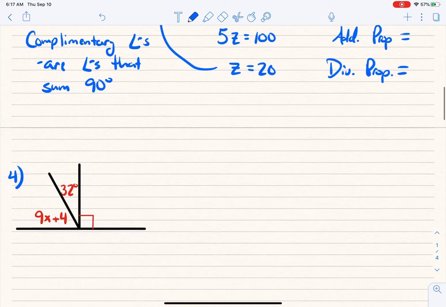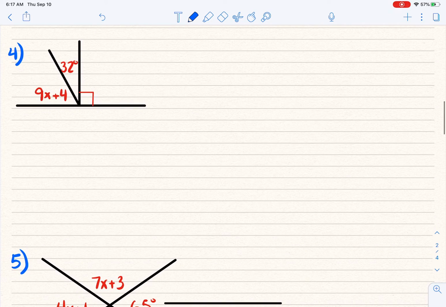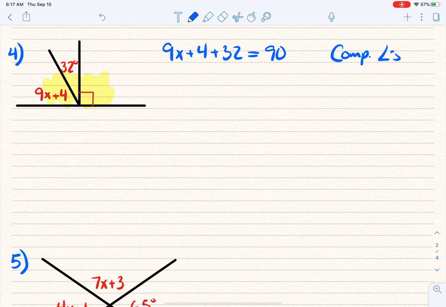All right, number 4, very similar, almost the exact same problem. I've got 90 on this side, so I must have 90 on this side. I'm okay with those same two ways of doing it, but I think most of you would probably go, well, 9x plus 4 plus 32 all must add up to be 90. And why? Because they're complementary angles. Go ahead and simplify. You get 9x plus 36 is equal to 90. And all I did right there was simplify.